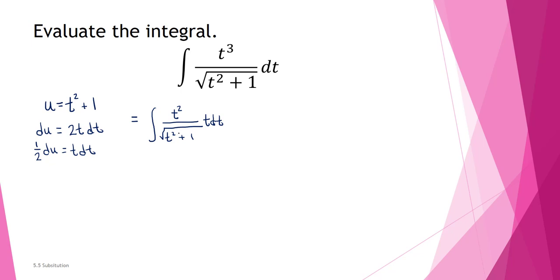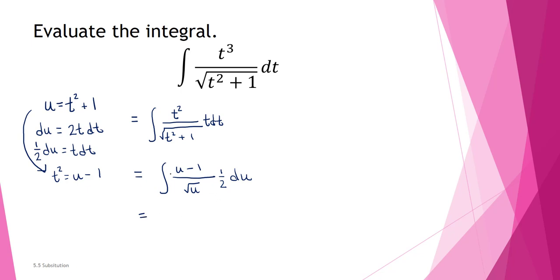Now I know what to do with t squared plus 1, but I don't know quite what to do with t squared. However, if we know that u is t squared plus 1, then we can subtract 1 from each side and figure out that t squared is u minus 1. So in this integral, the top of the fraction, t squared, becomes u minus 1. The bottom of the fraction becomes the square root of u, and the t dt becomes 1/2 du.